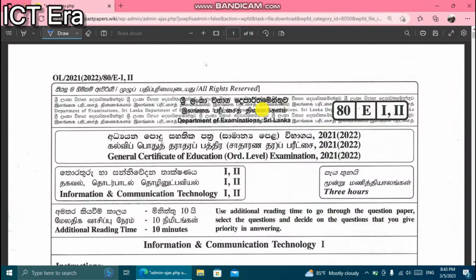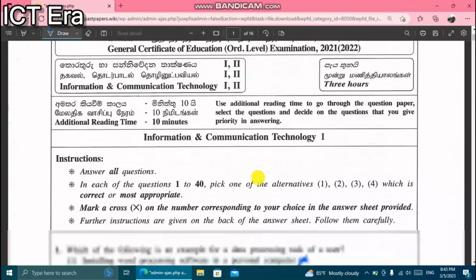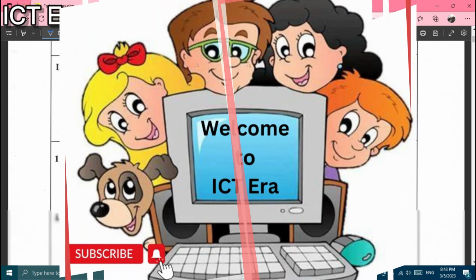So today I am going to discuss the MCQ paper of 2021 O level. So let's get started.